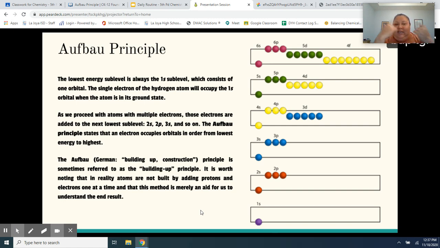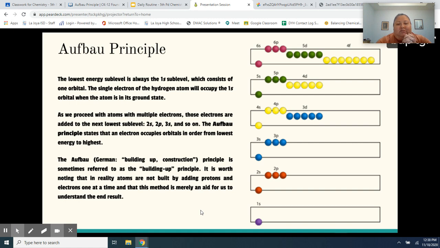Again, they're restating Aufbau's principle. It says that an electron occupies orbitals in order from lowest energy to highest. And in German, you have to remember that Aufbau means building up, construction, right? If you have Mr. Gamboa's class, you have the construction class, okay? So always think Aufbau, Gamboa, which Mr. Gamboa's class is construction.